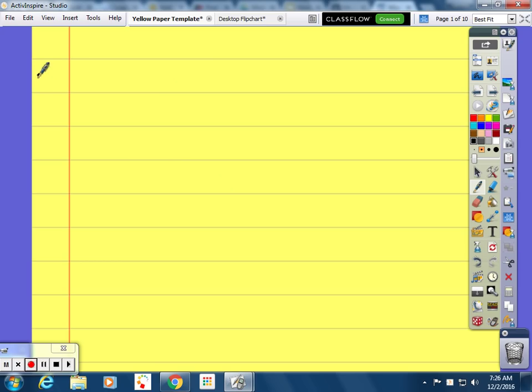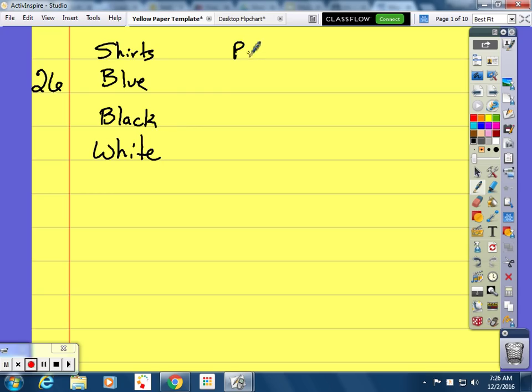Moving on to number 26. A drawer contains a blue shirt, a black shirt, and a white shirt. And another drawer contains a blue pair of pants and a black pair of pants. 1 shirt and 1 pair of pants are chosen at random. How many different possible outcomes are there? So these are my shirts: blue, black, and white. These are my pants that are available to me, and that's blue and black.